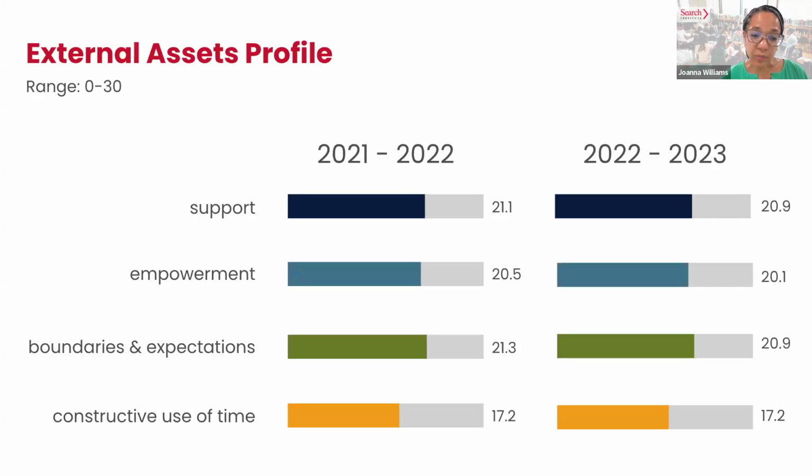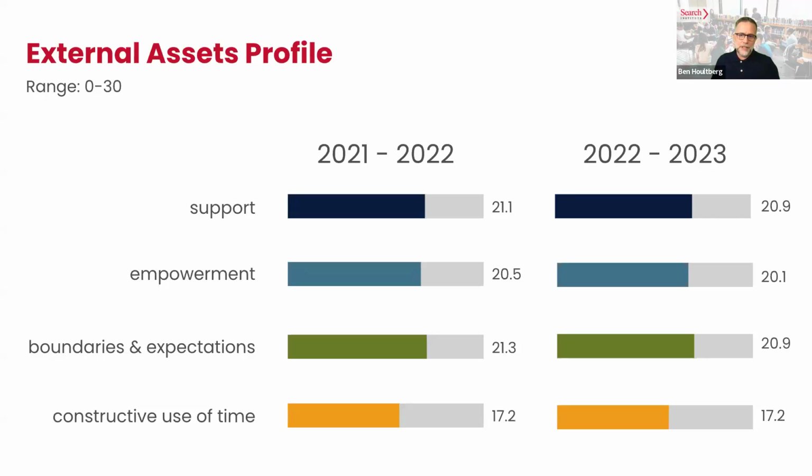The one area where young people a couple of years ago and last year as well reported lower scores on average is in constructive use of time. And I think it's really important for us as Search Institute to share with the audience who's unfamiliar with the DAP a little bit more about what that actually is assessing. So I'd love to talk about that in a little more detail.